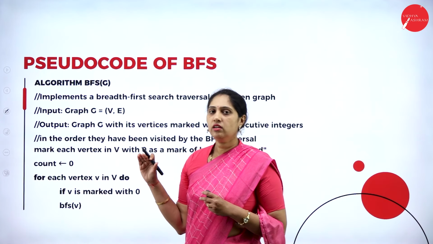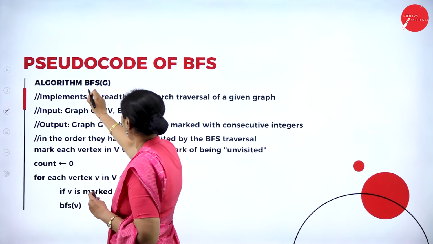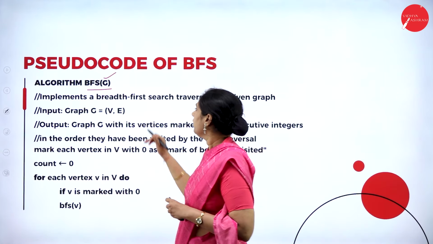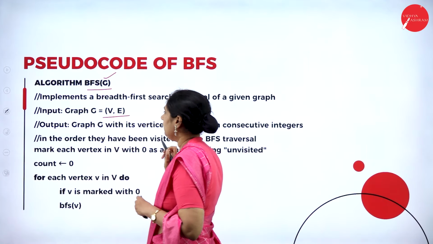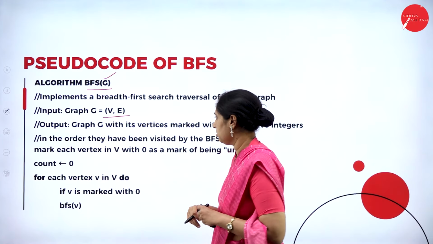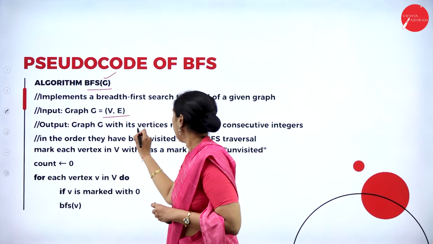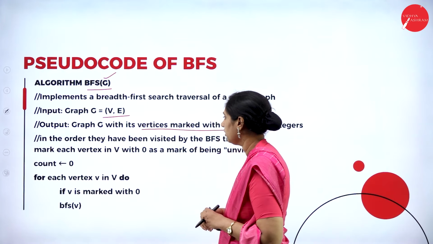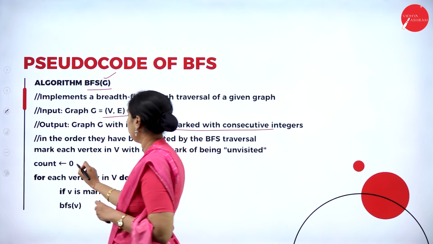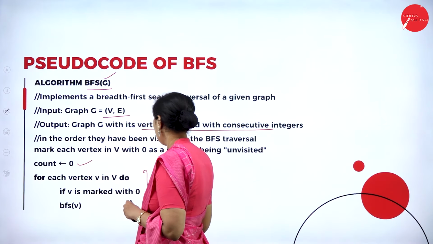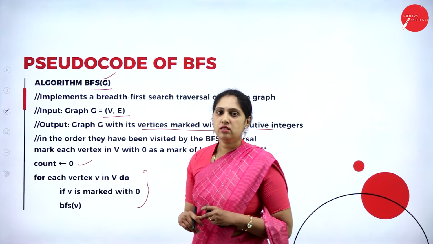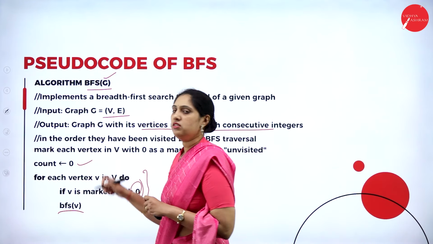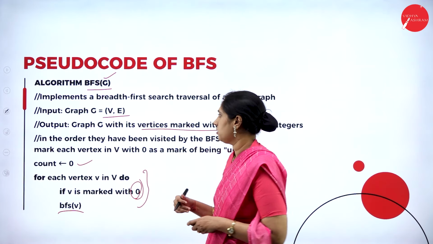What's the difference here? It starts with the algorithm BFS. We have given an input as G. G is a graph, so G is equal to V comma E, where V is the vertices and E is the edges. So what is the output? We'll have all the vertices marked with a consecutive integer. Next, counter is assigned to 0. So for each vertex in V, for the very first time, V is marked with 0. And we'll call the BFS function by passing the vertex.